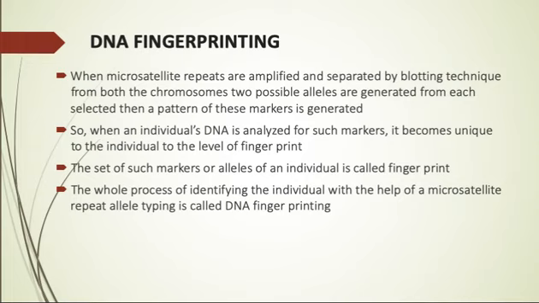So what is it? When the microsatellite repeats are amplified and separated by the blotting technique from both the chromosomes, 2 possible alleles are generated from each selected marker, and then a pattern of these markers is generated. So when an individual's DNA is analyzed for such markers, it becomes unique to the individual to the level of a fingerprint. The set of such markers or alleles of an individual is called a fingerprint, and the whole process of identifying the individual with the help of microsatellite repeat allele typing, we call it DNA fingerprinting.